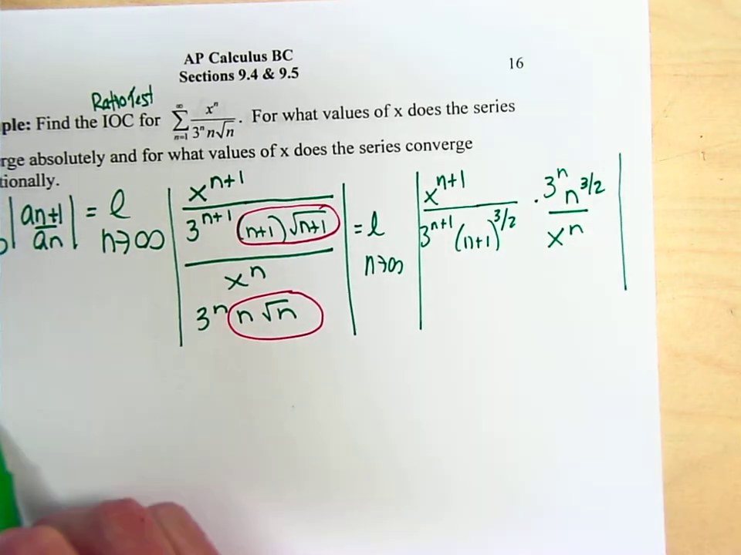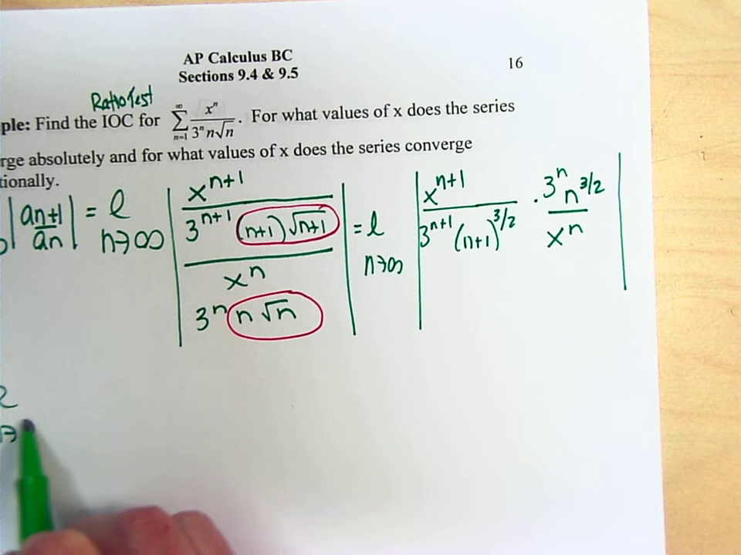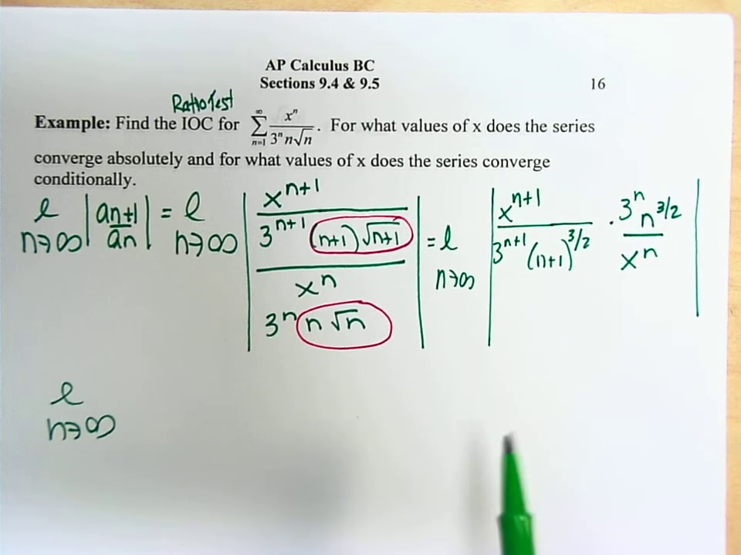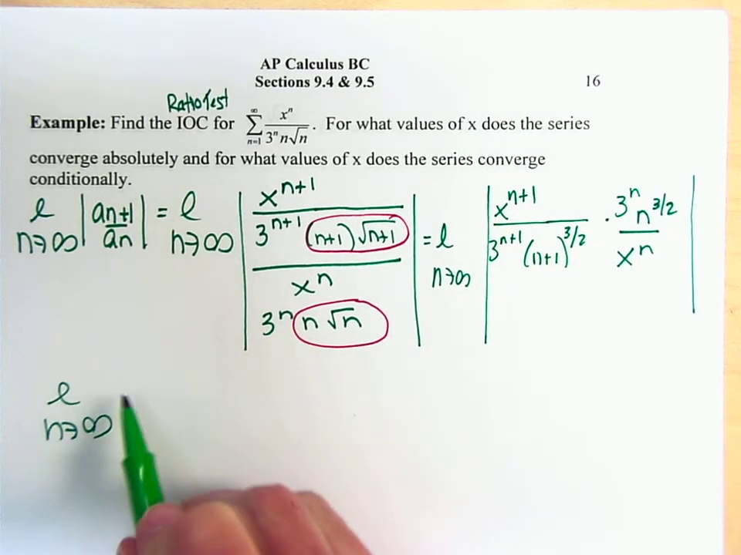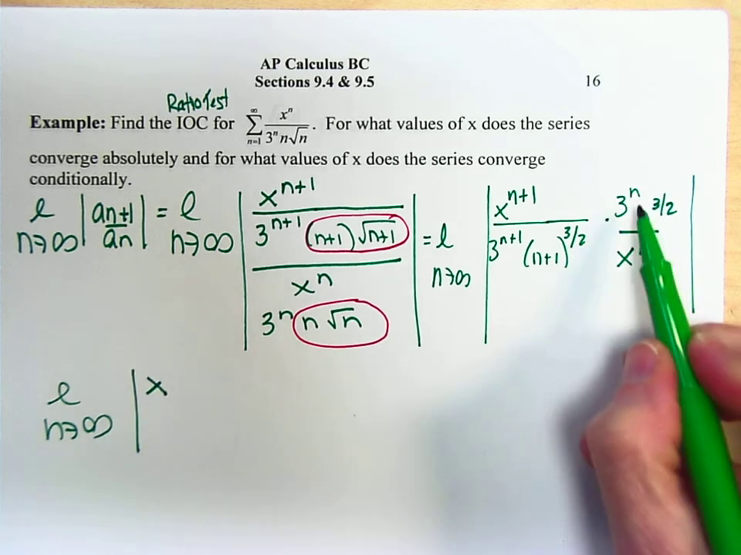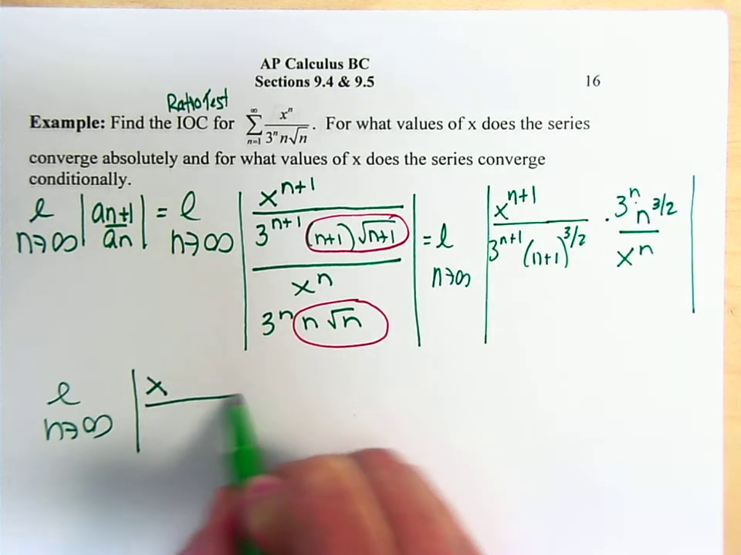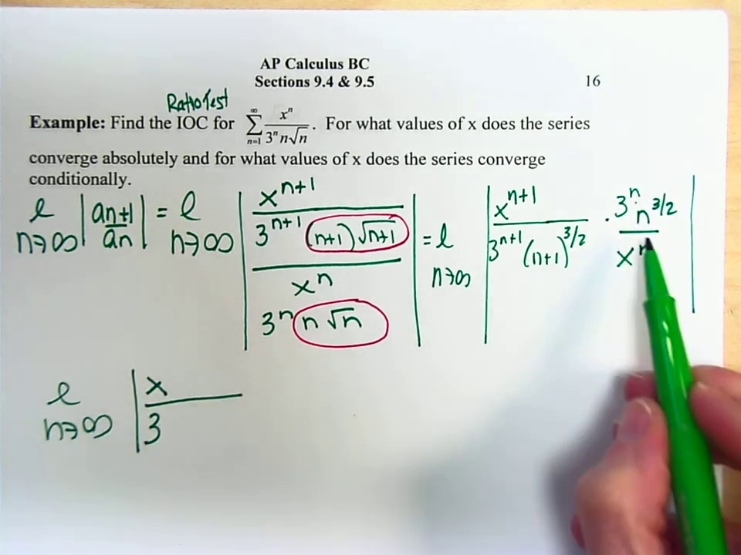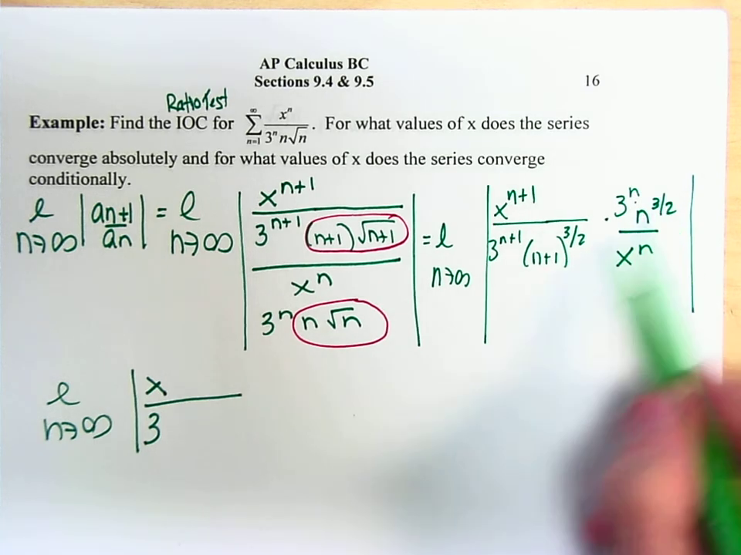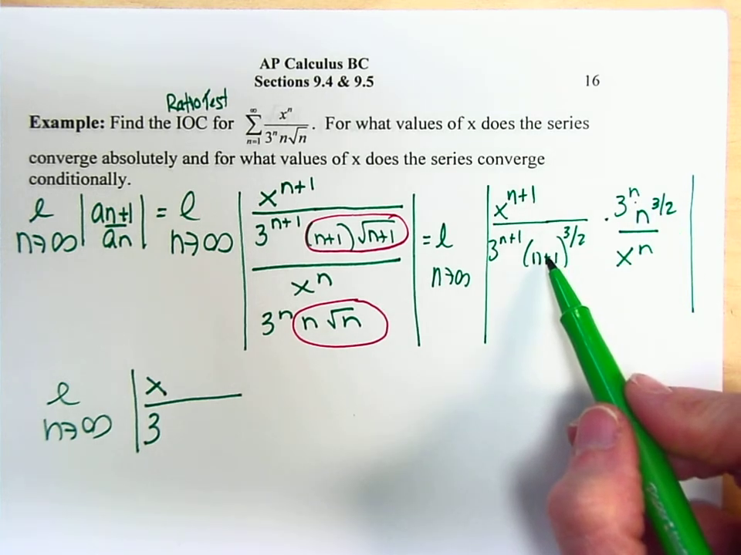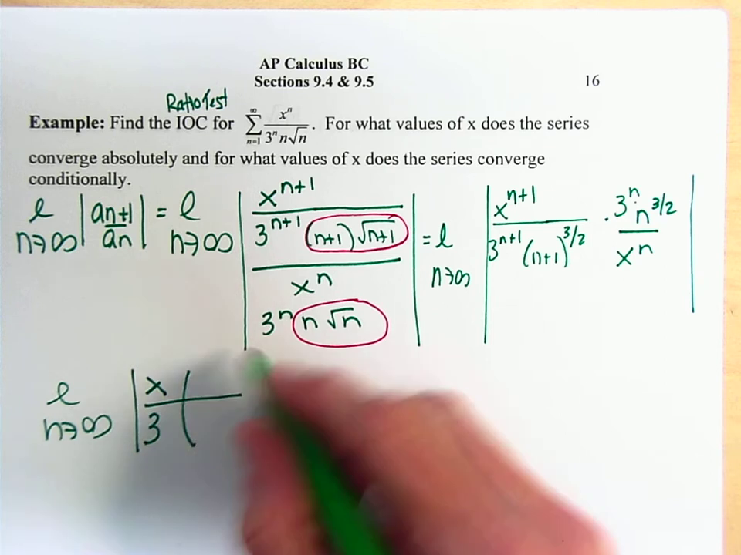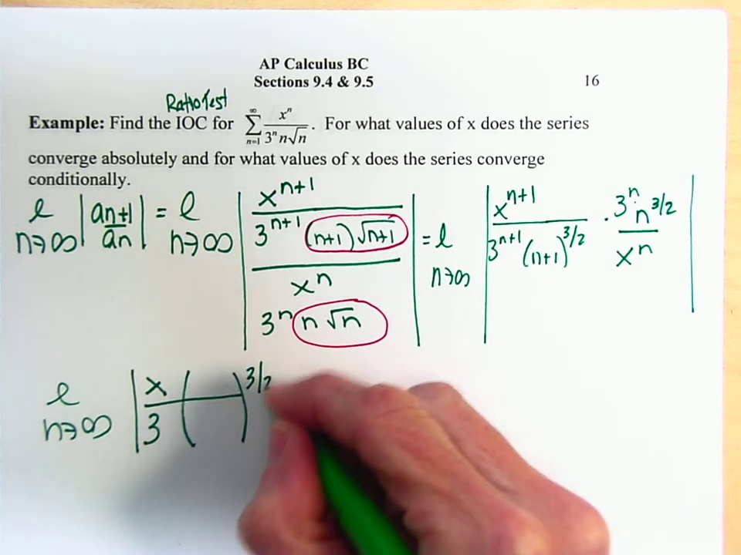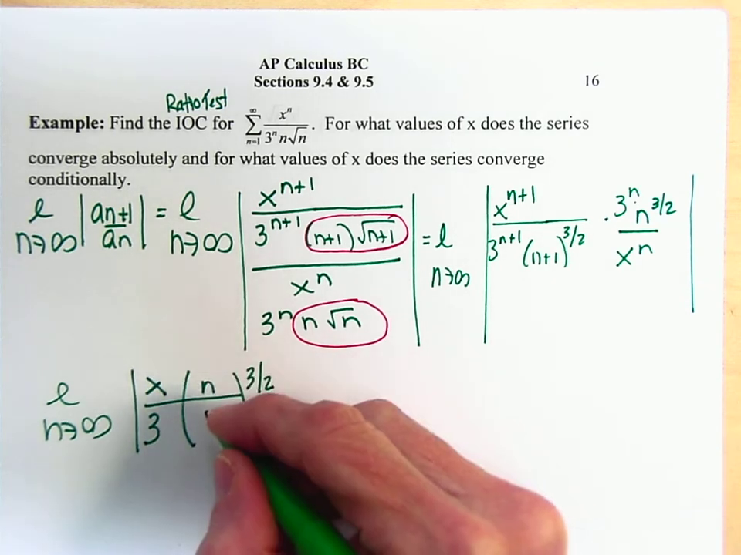Okay, so now we're going to be doing lots of work here. This and this will simplify, and all that's left is an x. This and this will simplify, all that's left is a 3. This and this are over the same power. So actually this is going to be n plus 1 over n, to the 3/2 power.